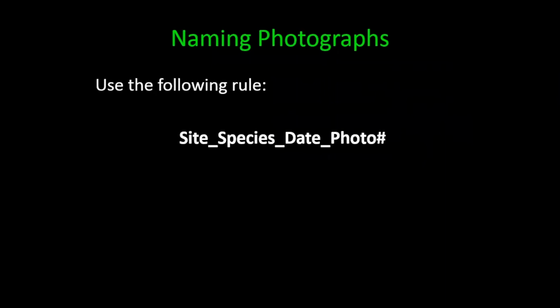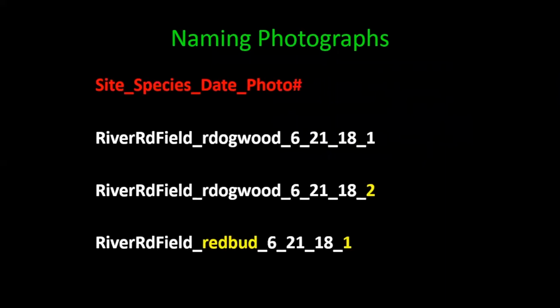So, for example, we're going to name these two photographs. The site name for this location was River Road Field _ R Dogwood. Any abbreviation would work. What she used here is fine. And the date, 6/21/18, and then it's photo number 1. Now she is uploading 2 photographs of that rough leaf dogwood, and so the second photograph is River Road Field, R Dogwood, 6/21/18, and then photograph 2.